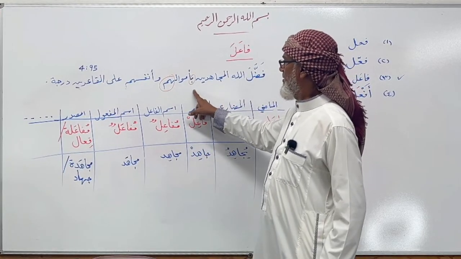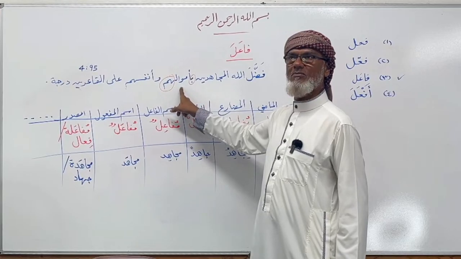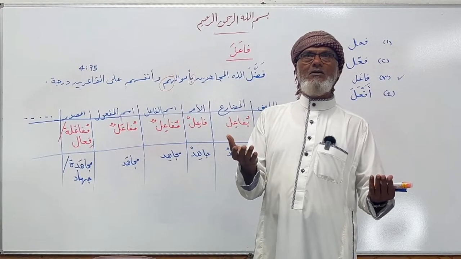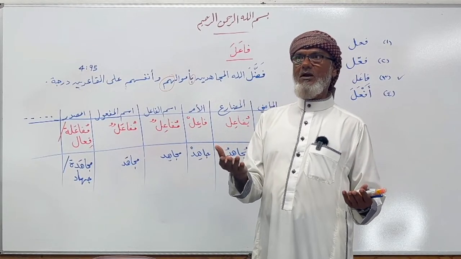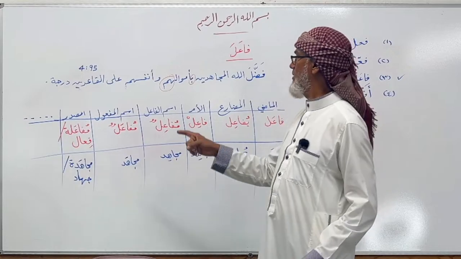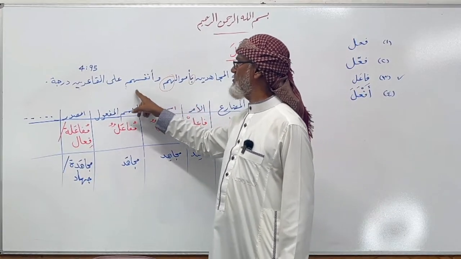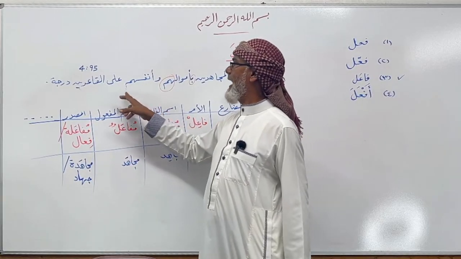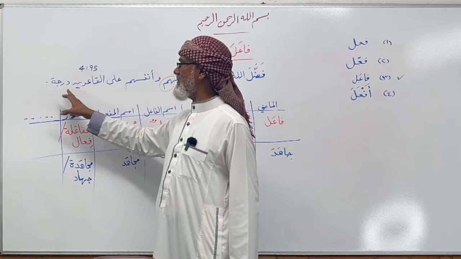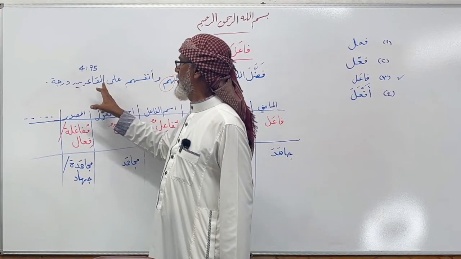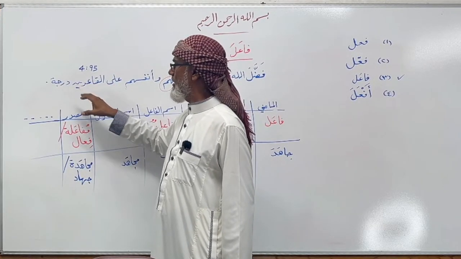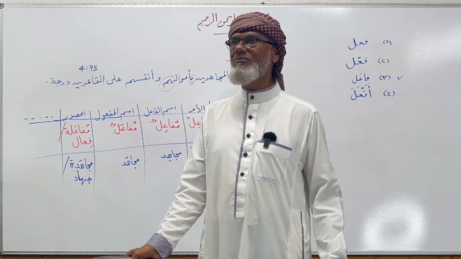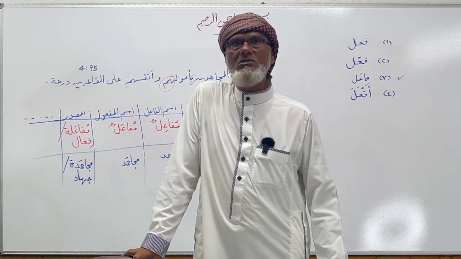So, with their wealth. You have people who are mujahidun, who are striving with their wealth. Wa anfusihim, and with themselves. Ala al-qa'idin daraja, over those who are qa'idin. Qa'idin, from the word qa'ada. Do you know the meaning of the word qa'ada? Anybody knows the meaning of the word qa'ada?